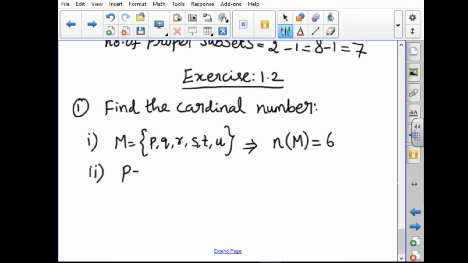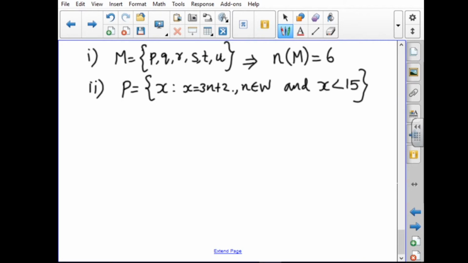P is equal to x such that x is equal to 3n plus 2 and n belongs to W and x value is less than 15. Don't confuse. Not n value, that is x value is less than 15. So n belongs to W, that means W starts from 0. 0, 1, 2, 3 and so on. It will be uncountable. It goes to infinity.